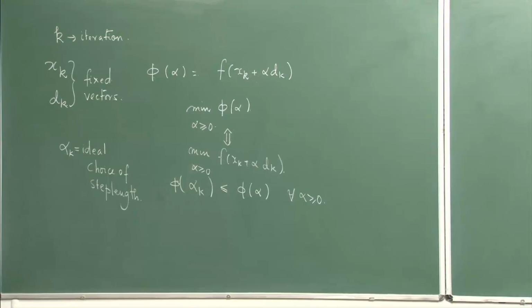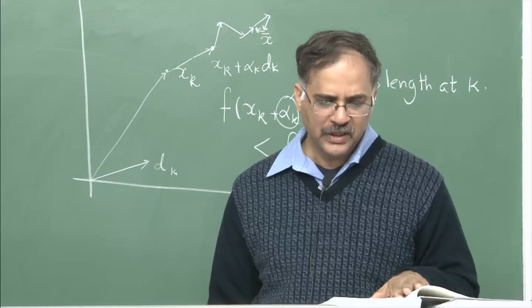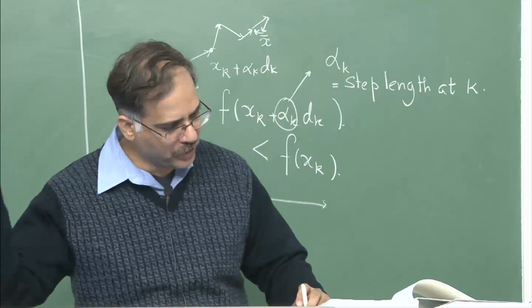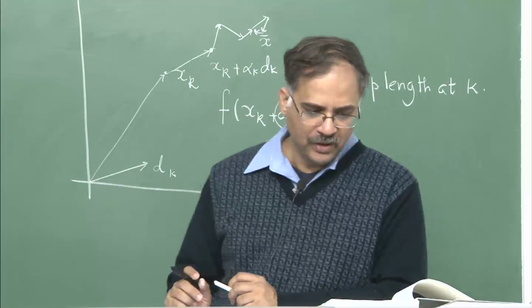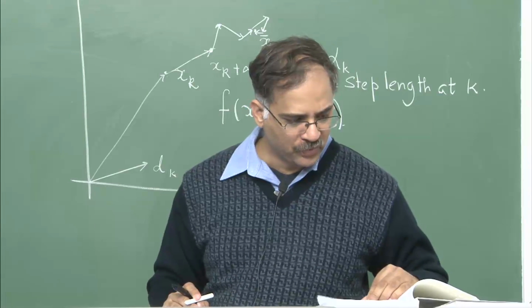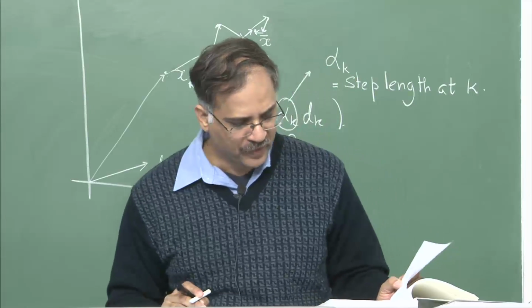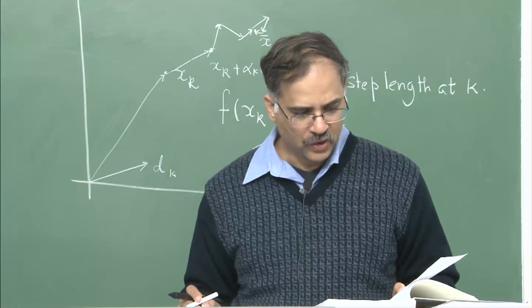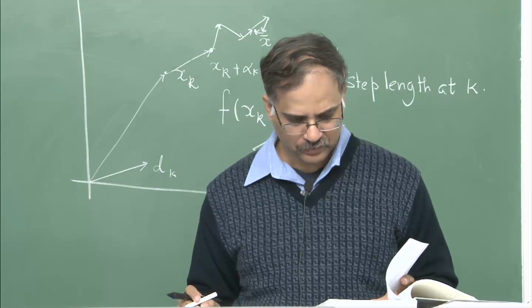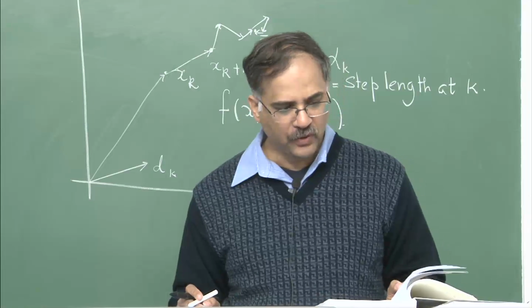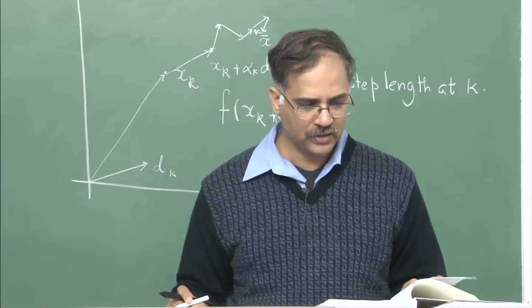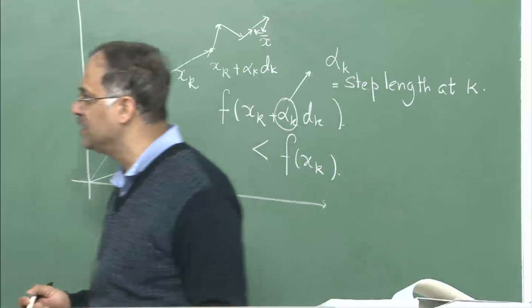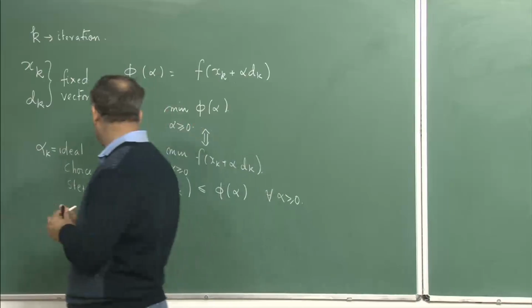Okay. The question is, can we keep on doing this in practice? We have seen on the board what should be the ideal step length. The ideal step length would be to find the minimizer, but the question is, can we really go on doing that? Can we really find the minimizer? You see, here the problem becomes difficult.